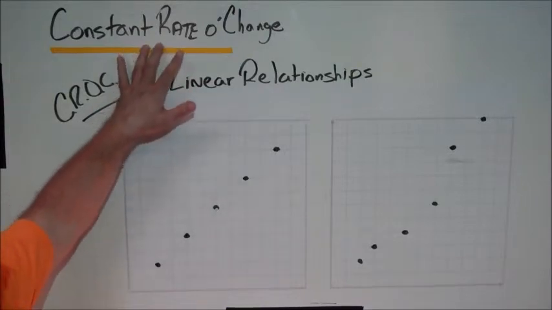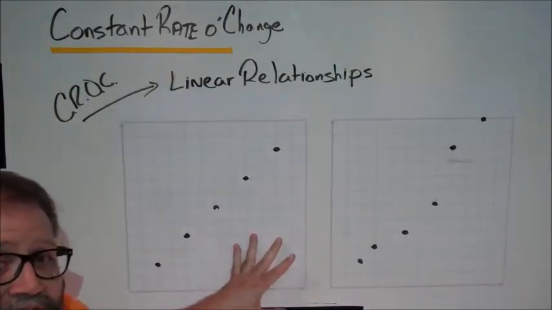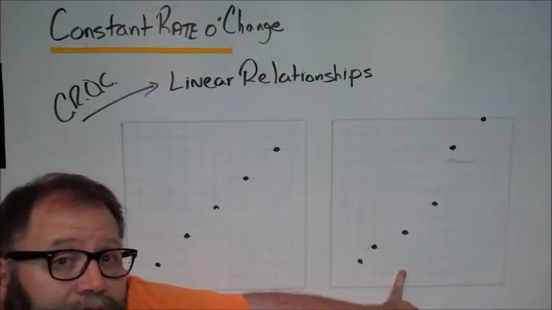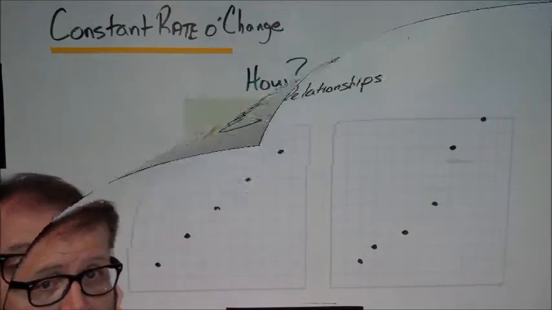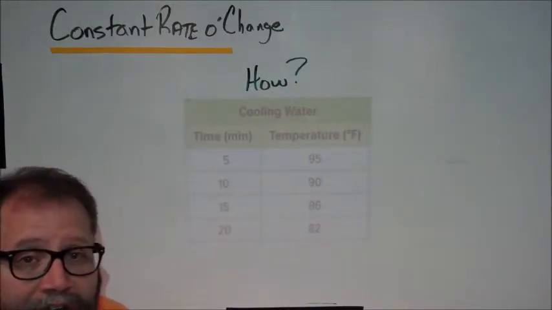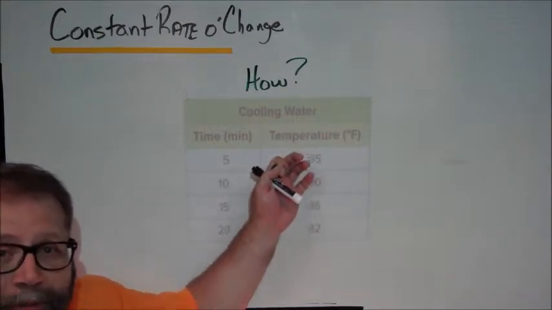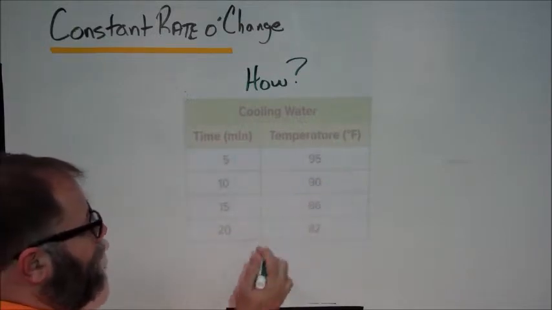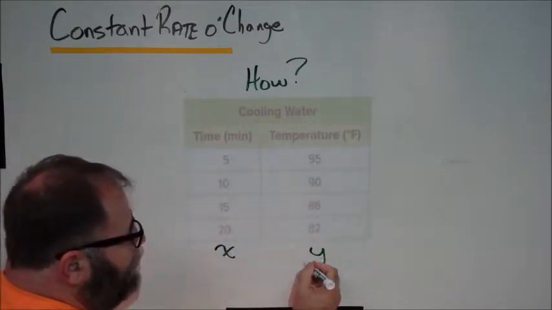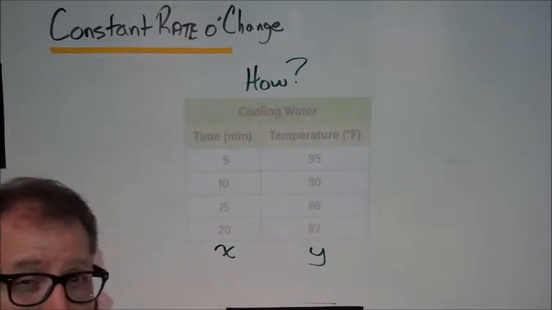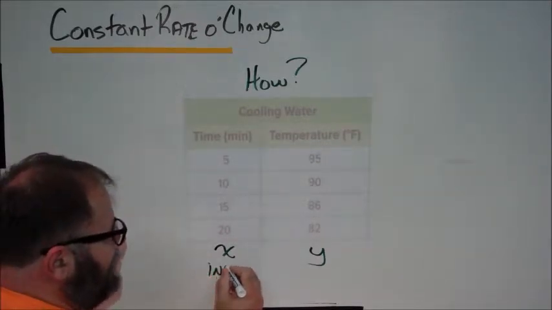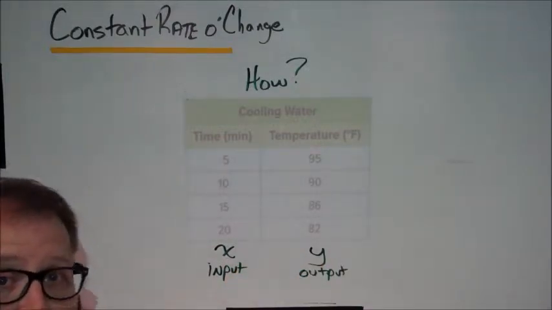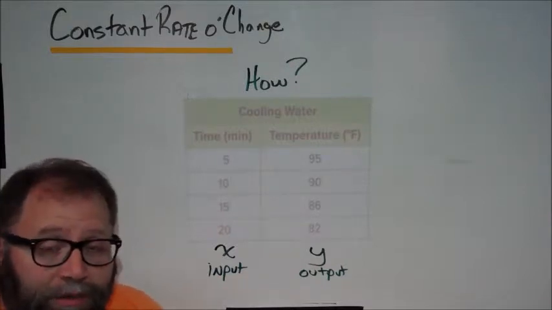So that's where our constant rate of change comes in. Because this has a constant rate of change, it's going to form a linear relationship. This does not have a constant rate of change, so no linear relationship. How do we figure out if there's a constant rate of change or not? We have to set up a table, and that table has two sets of values. For today, I'm just going to say this is our x and this is our y. In the future, you'll start to see that x is an input and y is an output, but that's just foreshadowing. Don't worry about that yet. All we're checking for is a constant rate of change right now.